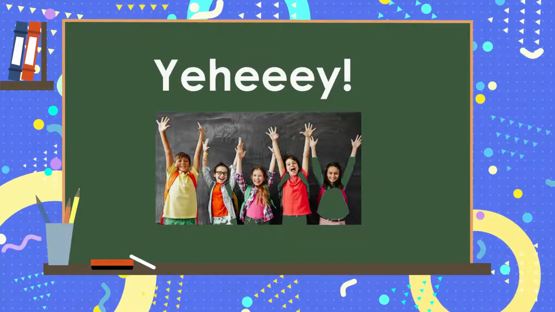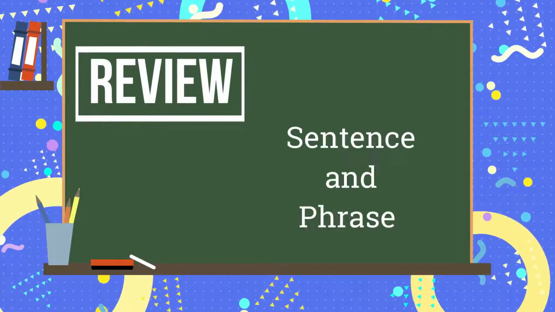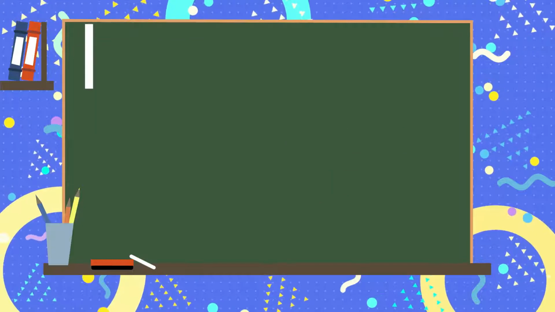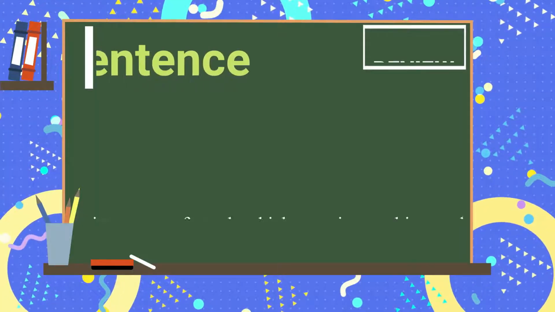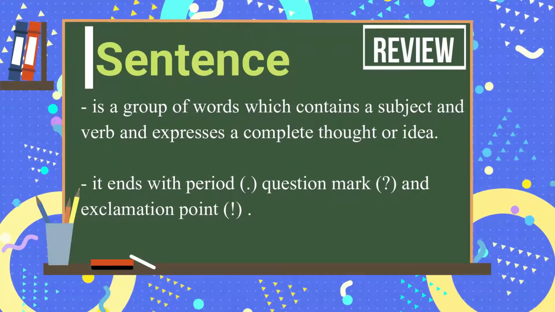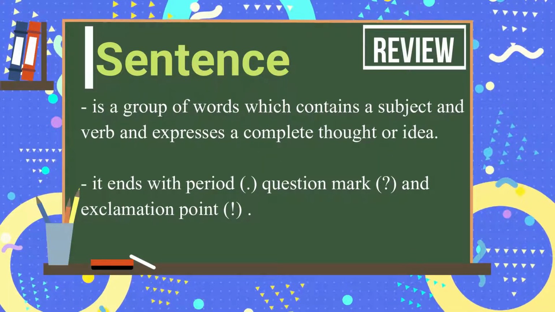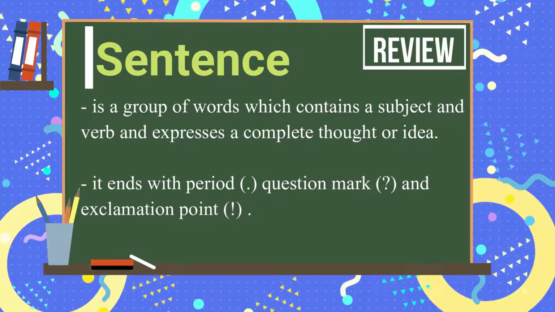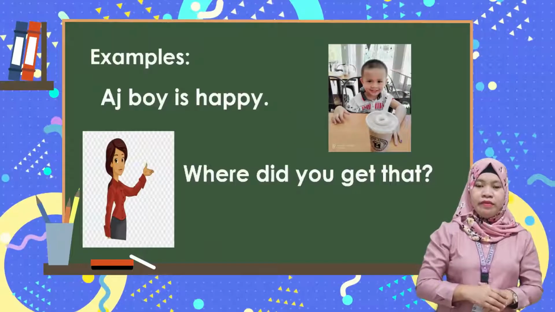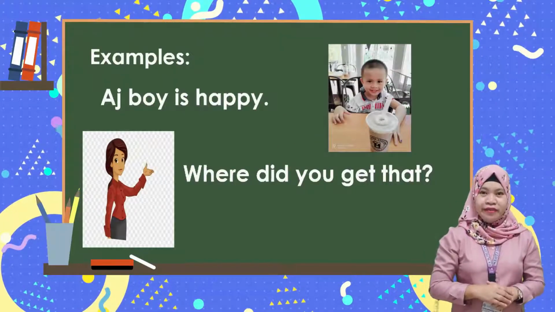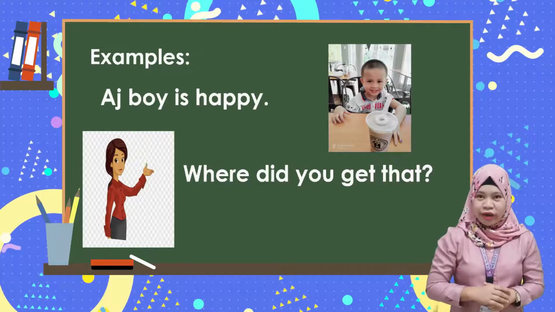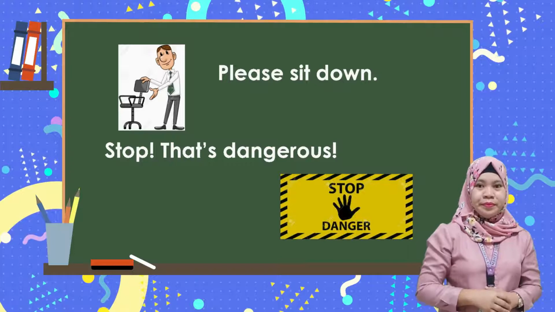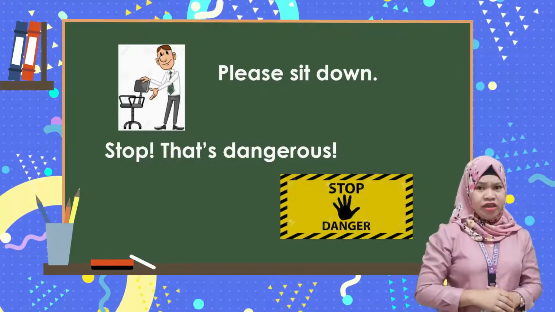In our past lessons, we already learned about sentence and phrase. A sentence is a group of words which contains a subject and verb and expresses a complete thought or idea. It ends with a period, question mark, or exclamation point. Some examples of sentences are: Ichiboy is happy. Where did you get that? Please sit down. Stop! That's dangerous.